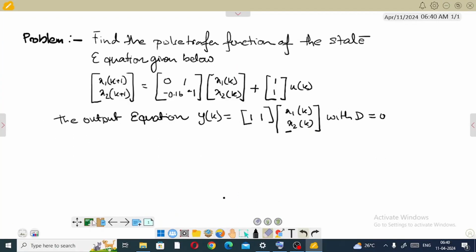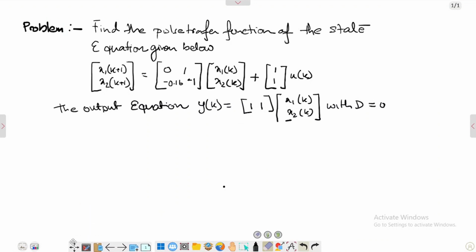In today's tutorial class, we'll find out the pulse transfer function of a digital control system. A few of my students are having problems solving this kind of problem, so I have taken a problem here. Find the pulse transfer function of the state equation given below, and that state equation is given here, as well as the output equation.